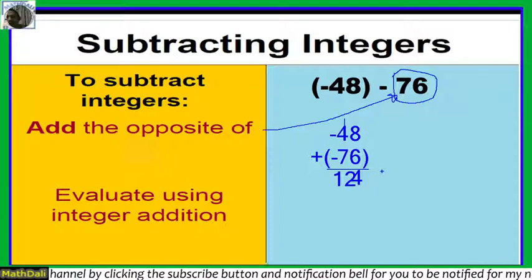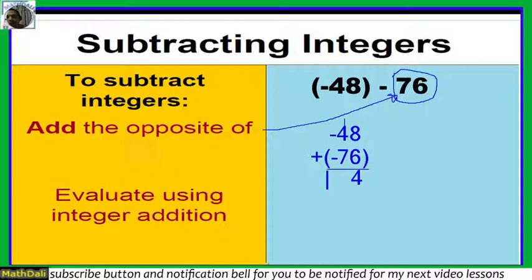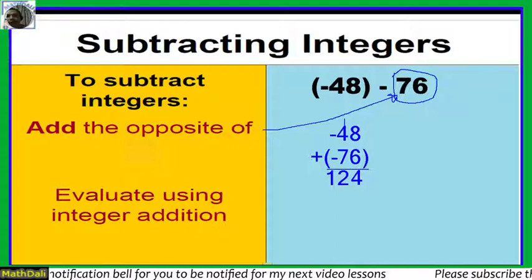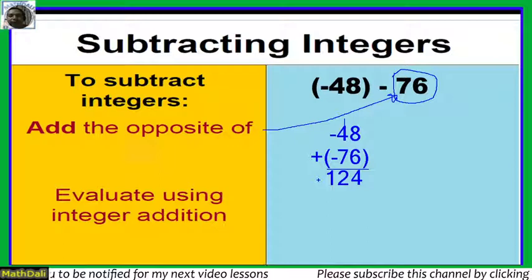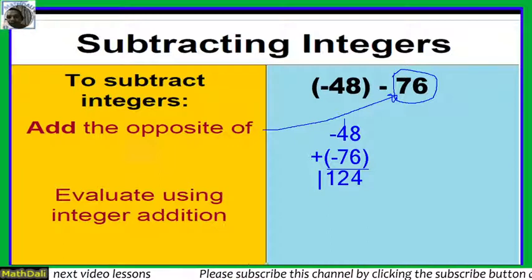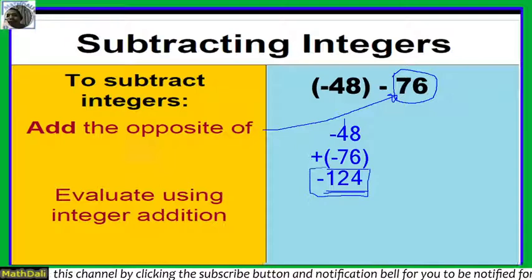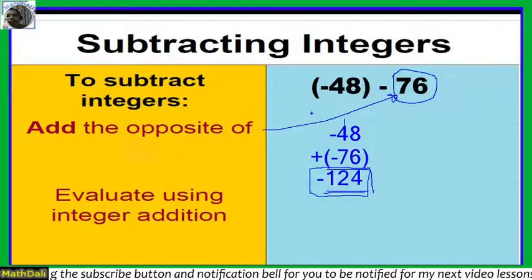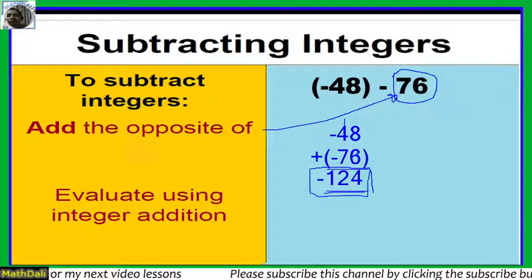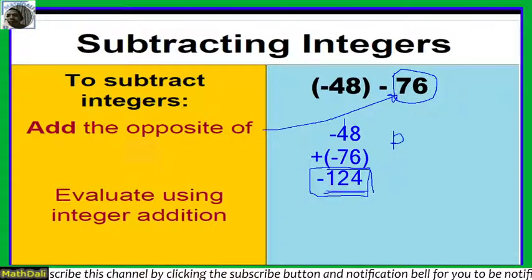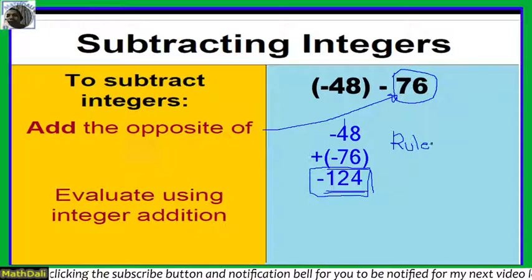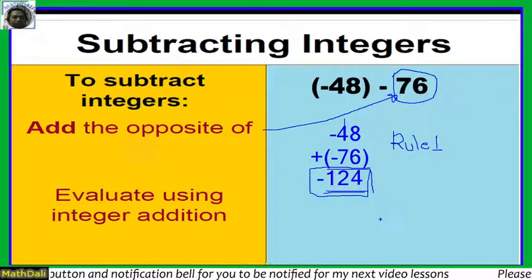Will be equal to 124. Since parehas silang negative, then ang sagot natin dito ay dapat negative din. So the answer will be equal to negative 124. Okay na? So, kukunin nyo yung opposite ng positive 76, and that is negative 76. So, yung negative 76, i-add natin dun sa negative 48. Then apply natin yung rule ng addition. Pag parehas yung sign, i-apply dyan yung rule number 1 ng addition. Okay, next.